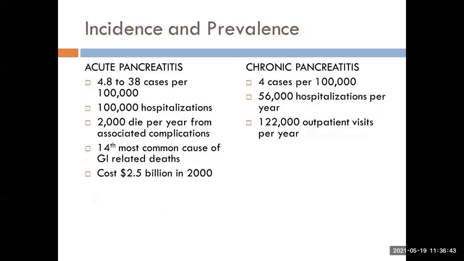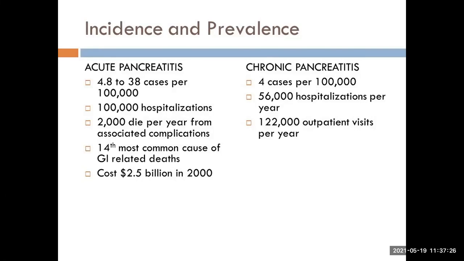Regarding the incidence and prevalence, acute pancreatitis is more prevalent globally with 4 to 38 cases per 100,000. And in case of chronic, the prevalence is 4 cases per 100,000. So you can say more than 9 to 10 times more patients are found with acute pancreatitis. Ultimately, there are 100,000 hospitalizations, whereas in case of chronic, almost 50% hospitalization per year as compared to the acute one. Death rate is more than 2,000 per year from the associated complications.